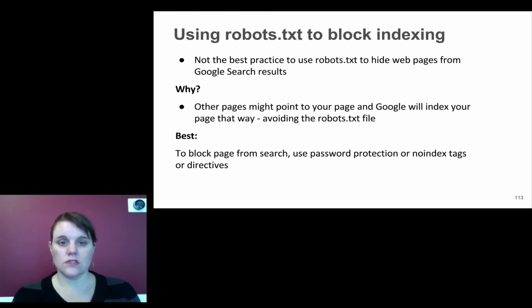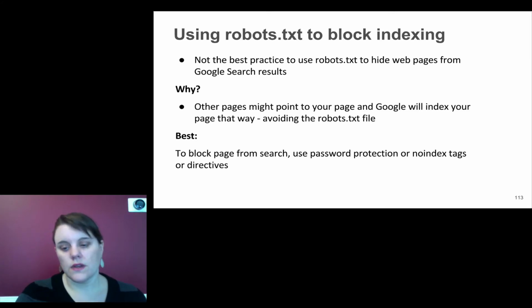So robots.txt is one of the ways you can block indexing, and it will hide pages from Google search results. It's best if it's a page that hasn't already been indexed. And ideally, the best way, if you're on the staging server, for blocking indexing by Google is to actually use password protection or noindex directives.